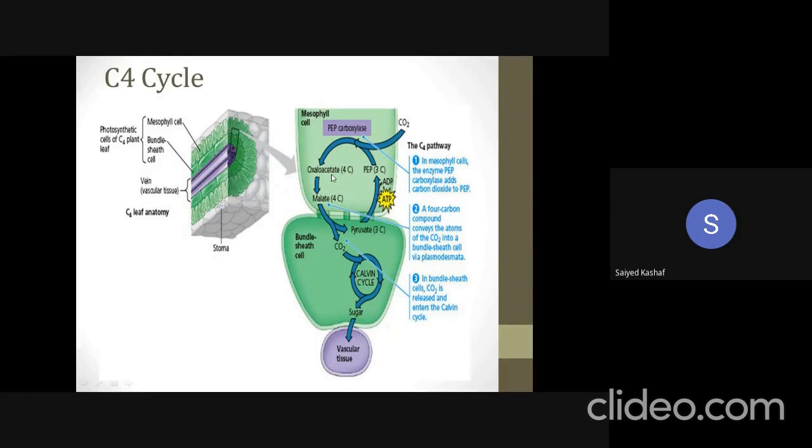So this oxaloacetic acid is a 4 carbon compound which will reduce into malic acid or a malate, जो कि also 4 carbon compound ही है. So यहाँ पे जो reduction होगा oxaloacetate का into malate, it forms due to the NADPH. यहाँ पे NADPH का involvement होगा, तभी ये OAA reduce होगा malate में और malic acid में.